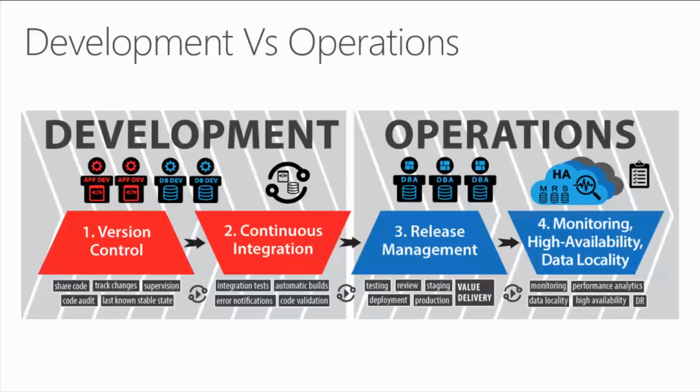Once that section is done of development, then we get into the operations, which once again is the release management area, which contains testing, review, staging, deployment, and of course, value delivery to the client. It also entails a fourth aspect, which is monitoring, high availability, and data locality. So this is where you can monitor your application. You can do performance analytics, make sure the app is available as a high availability option. You can monitor the app and so on. Two distinct areas of development and operations. And this leads us to the actual DevOps.